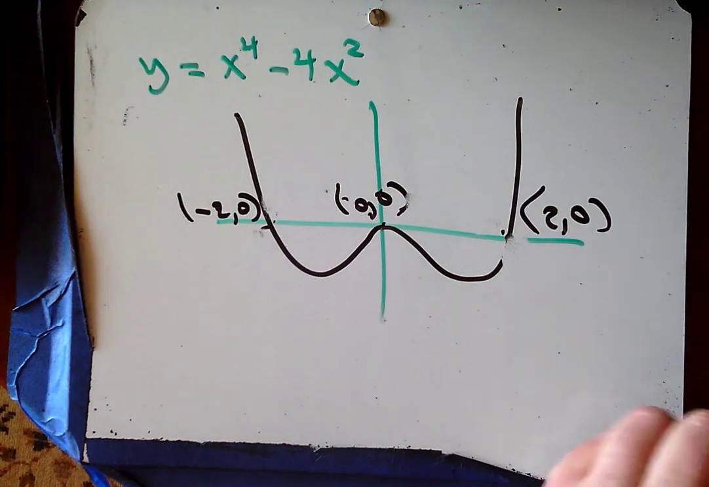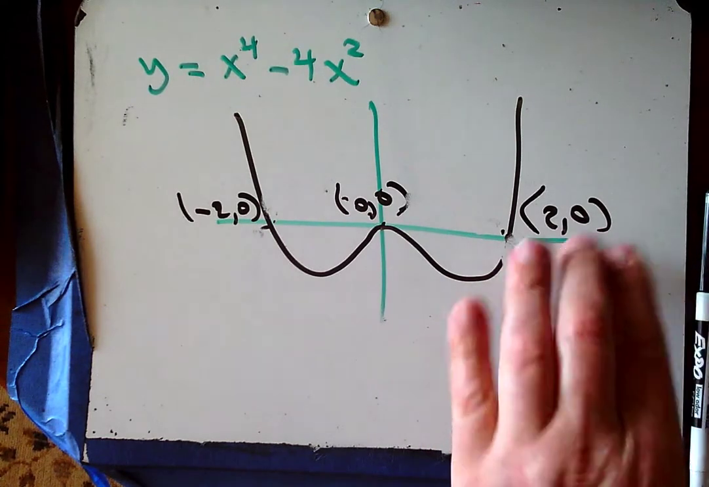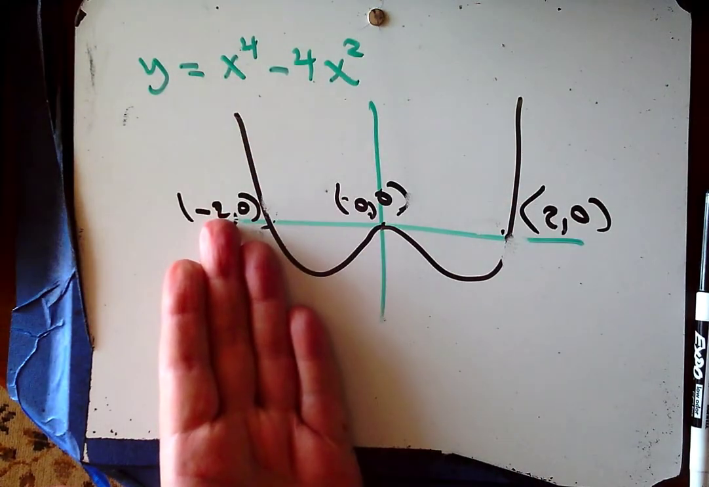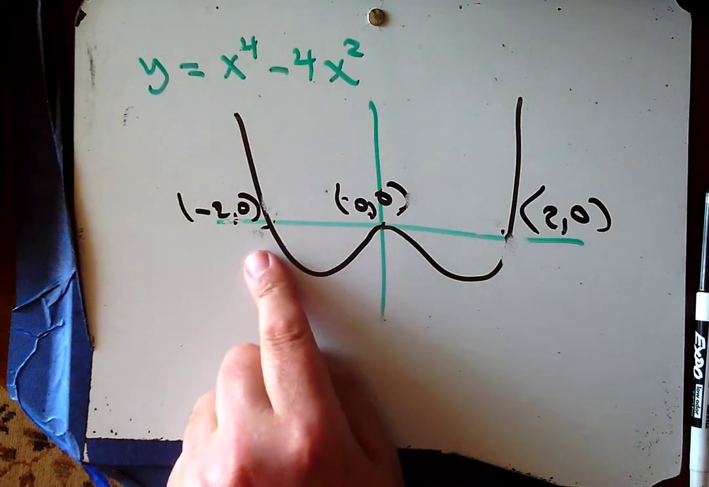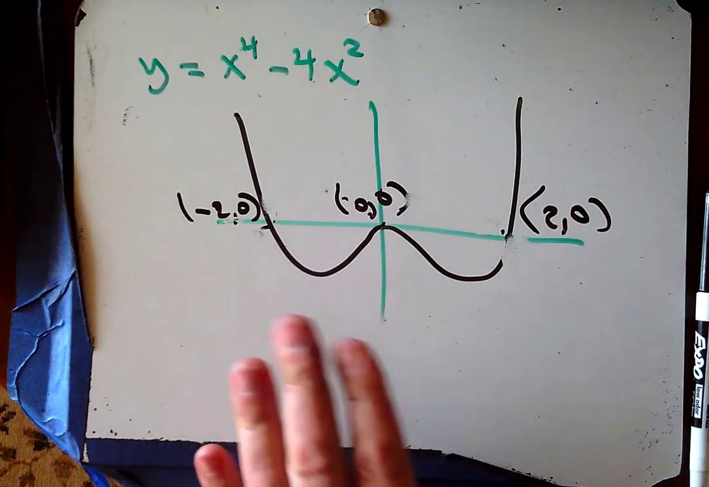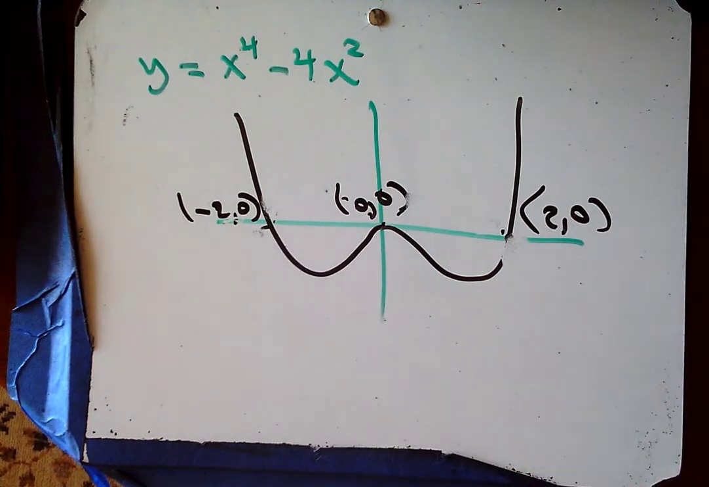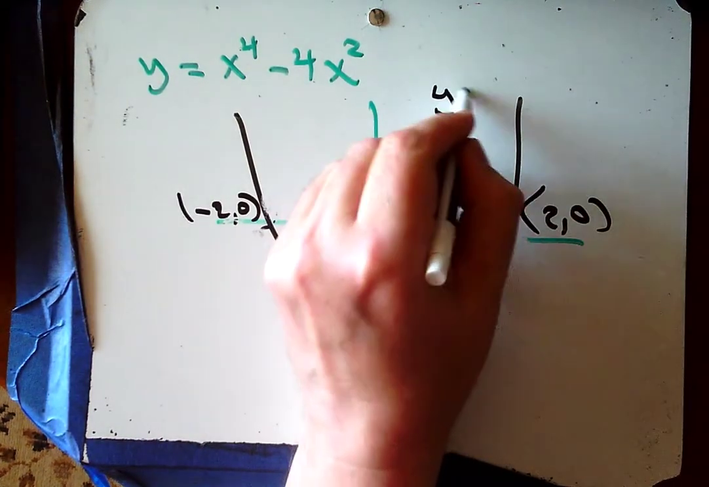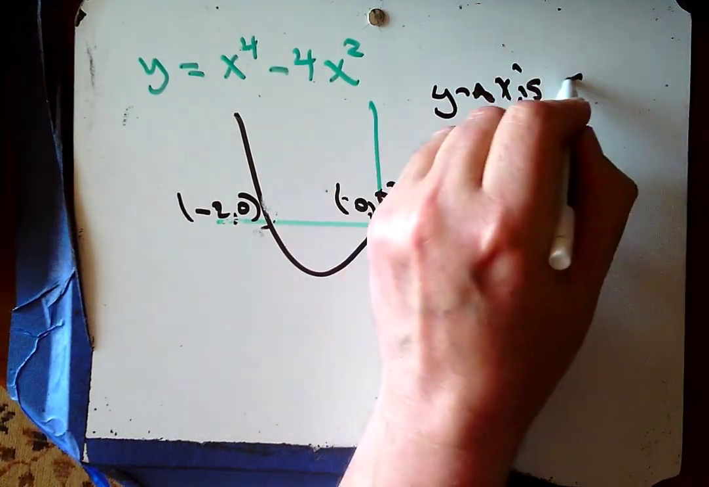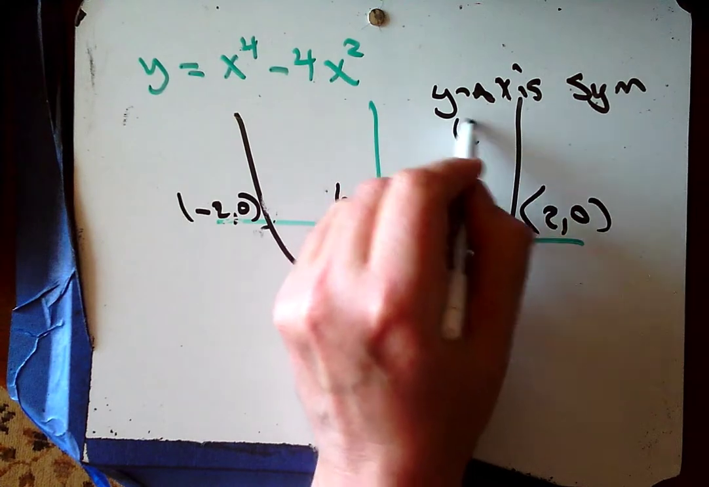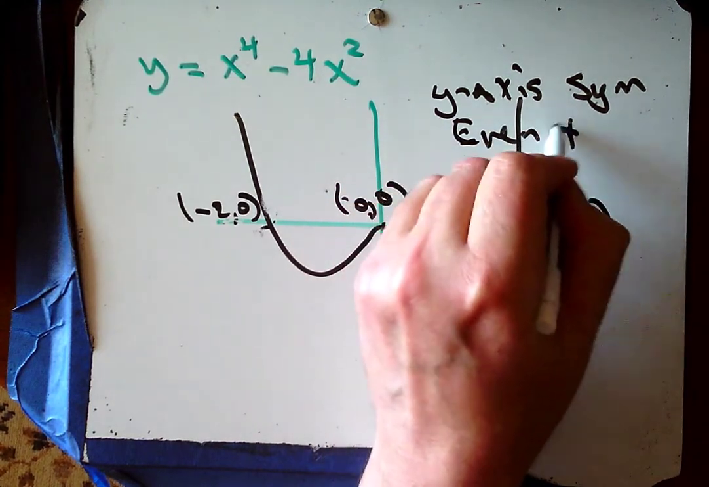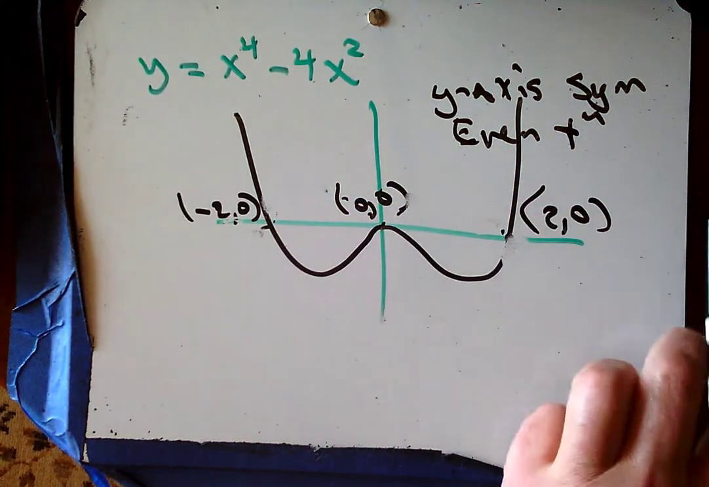Does it have y-axis symmetry? Is this point reflected over the y-axis to make this point? Why, yes it is. So here I have a function that has y-axis symmetry, and therefore we can call this an even function. Okay.